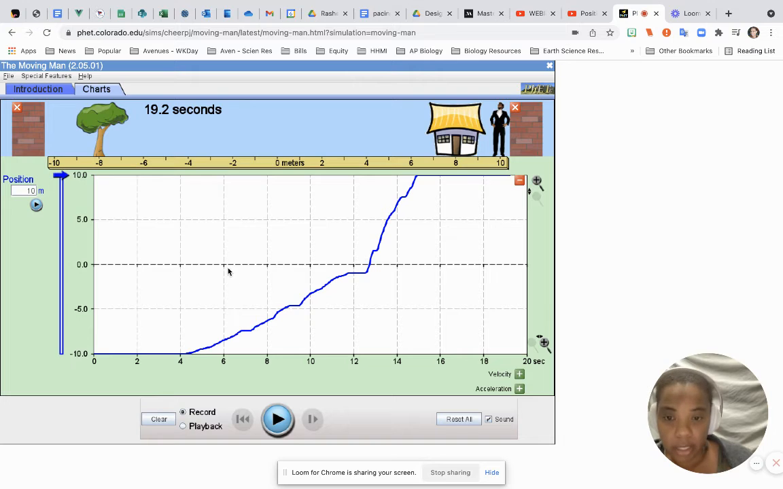Slope would be rise over run. So if I said it was like 4 over 12, that was the slope. 4 over 12. What would that tell you? Okay.